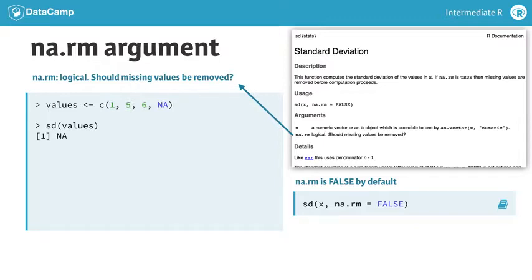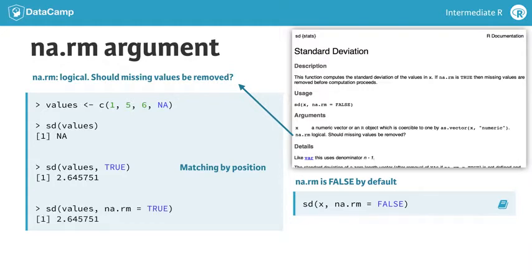We can do this by letting R match the arguments by position. R knows that we want to set the x argument to values and the na.rm argument to TRUE, because of the order in which we set the function's input. Matching by name is also possible. We explicitly say that the na.rm argument must be TRUE. Notice from this last expression that R knows how to handle a mix of matching by position and by name. The first argument was matched by position, while the second one was matched by name.